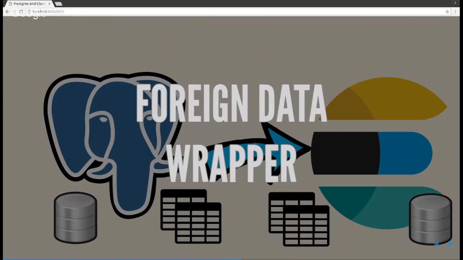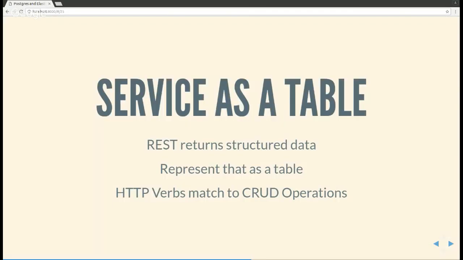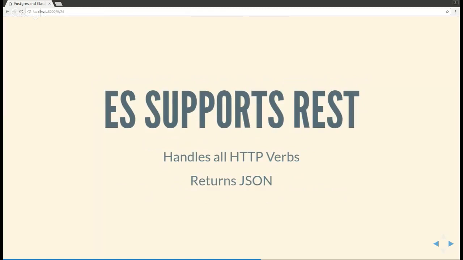So what we're doing is basically taking Elasticsearch, which has a REST API, and using it as a table. Now, like I said, Elasticsearch is basically a service and it's also a database. So it's unsurprising that it should be well represented as a table within Postgres, because that's basically what it is when you're using it normally.